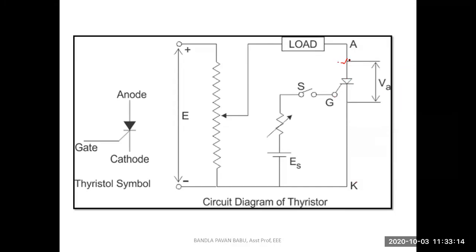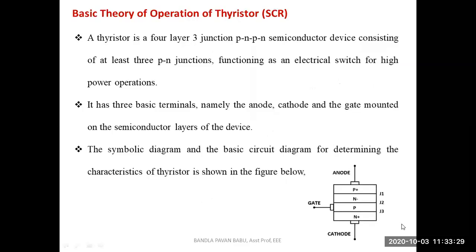So anode and cathode are connected to the supply here through the load. What is the basic thing here? Coming to the symbol part, there should be the flow of electrons, that means the current flow should be there from anode to cathode. But because of these junctions, based upon the forward and reverse biased conditions of these junctions, the flow of current can be analyzed.